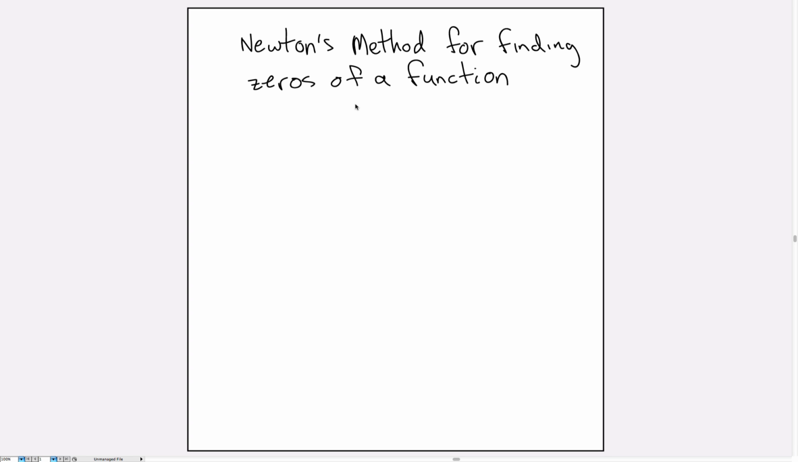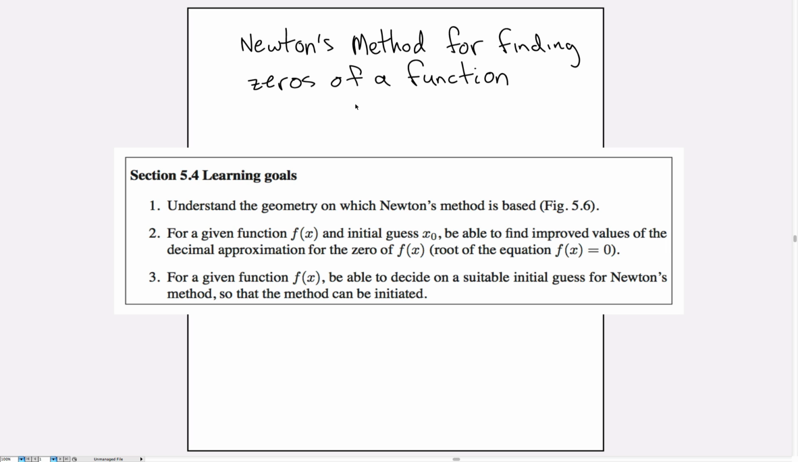Newton's method for finding the zeros of a function. So the learning goals in this lesson will be as follows. First, you should be able to understand the geometry on which Newton's method is based. Second, given some function f of x and an initial guess at a zero of that function, you should be able to calculate, using Newton's method, an improved guess or an improved estimate of the zero of that function. And the third learning goal we'll put off to a later video.